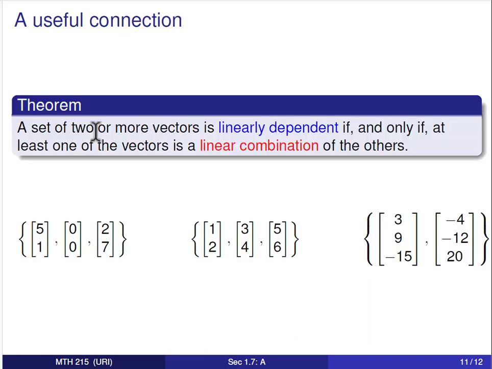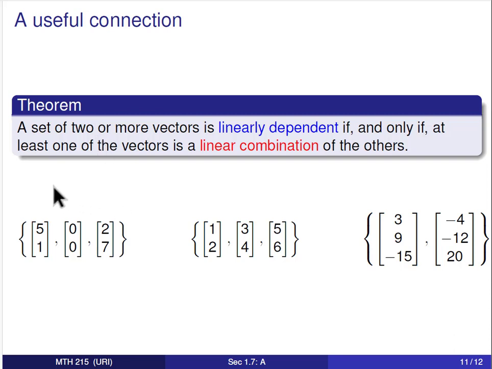Okay, so we're going to wrap up here really quickly. There's a useful connection that connects the idea of linear independence or dependence with linear combinations. So we're going to say that a set of two or more vectors is linearly dependent if and only if at least one of the vectors is a linear combination of the others. In other words, that set is linearly dependent exactly when one of the vectors is a linear combination of the others.